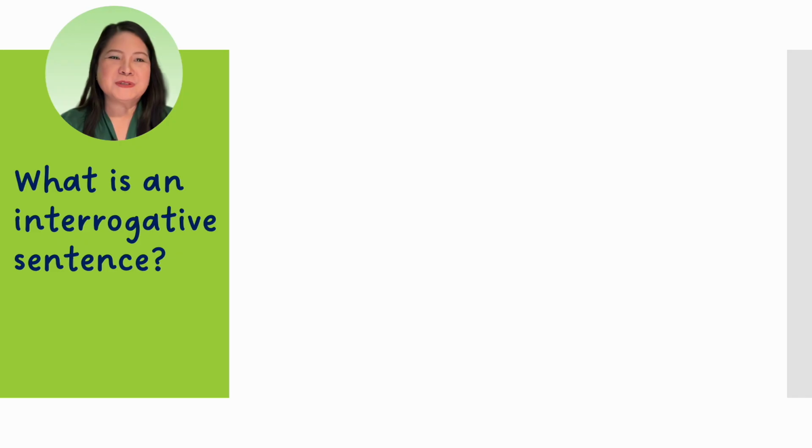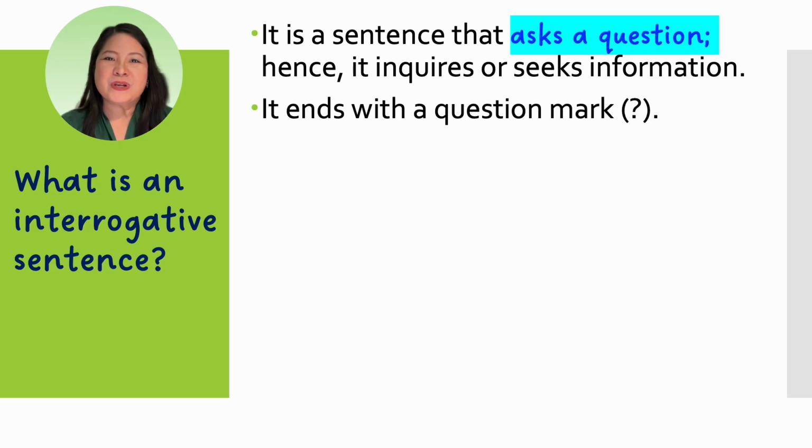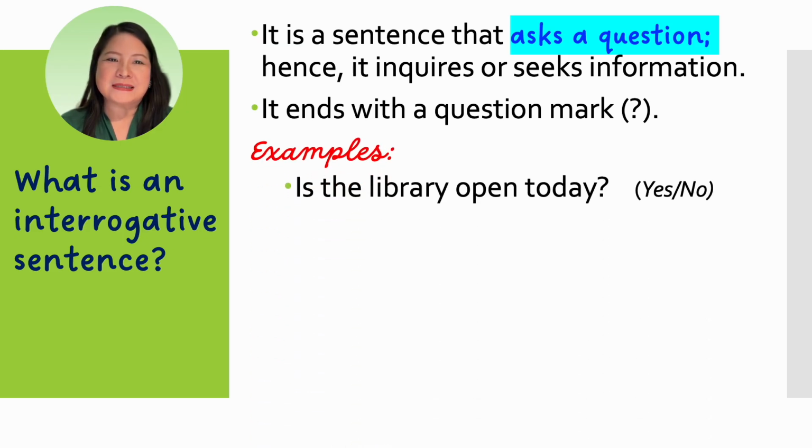Now, what about an interrogative sentence? What is an interrogative sentence? It is a sentence that asks a question. Hence, it inquires or seeks information. So if you want to get information, we want to know something, we are to compose an interrogative sentence. It ends with a question mark. Therefore, this is different from the declarative sentence which ends with a period. Let's take a look at these examples.